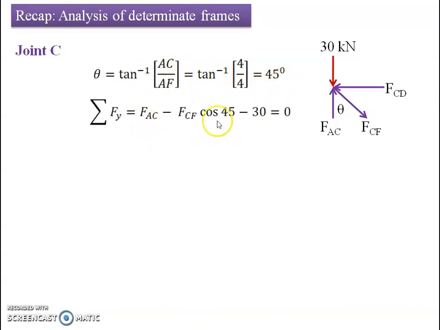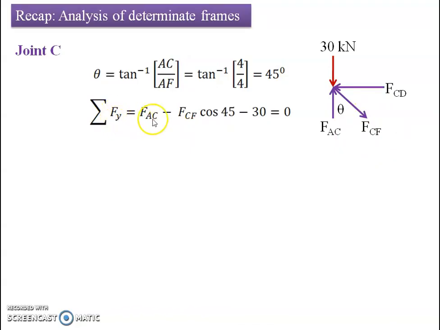Now I will extend the part related to application of equilibrium equations here. Summation of forces in the vertical direction equals 0. If I go with the horizontal direction, there are two unknowns, and the resultant equation will have two unknowns. That's why I will first move with the vertical. Two forces are known here, 30 kilonewton and the force in member AC. Only one unknown will be there, so we can easily get its value.